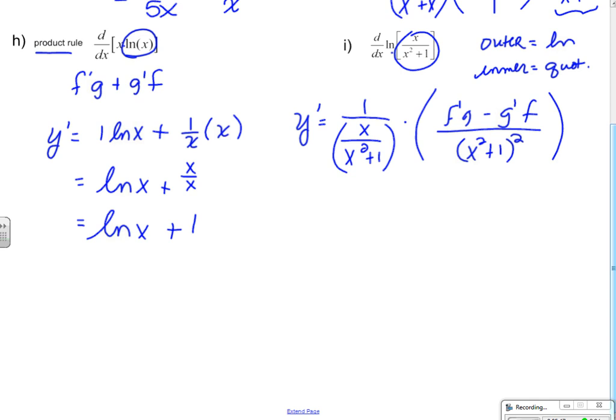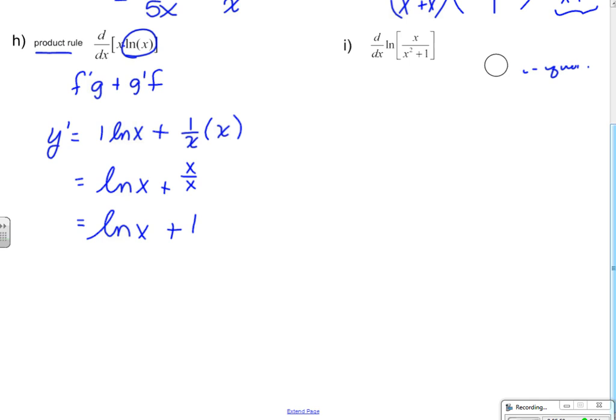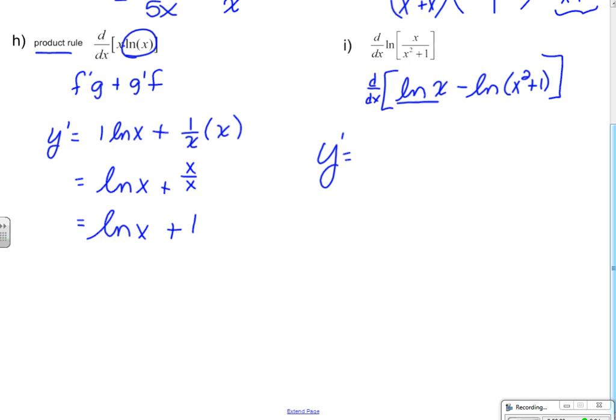Very complicated. We can make this shorter, you guys, if we just utilize our properties of natural logs. So I've got the quotient of two things. That means I can divvy this up and write it as 2 natural logs. So let's do that. Natural log of x minus natural log of x squared plus 1. Look how much easier this is going to be to take the derivative. Now I'm basically taking 2 derivatives of separate terms, right? So I've got y prime equals. The derivative of this first thing, the natural log of x, is simply 1 over x.